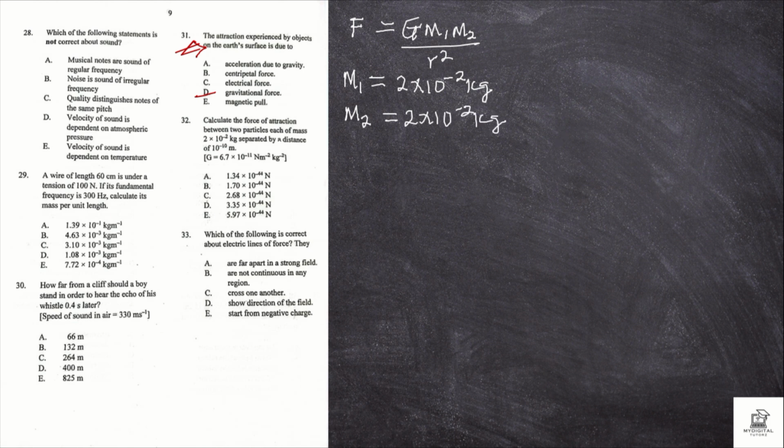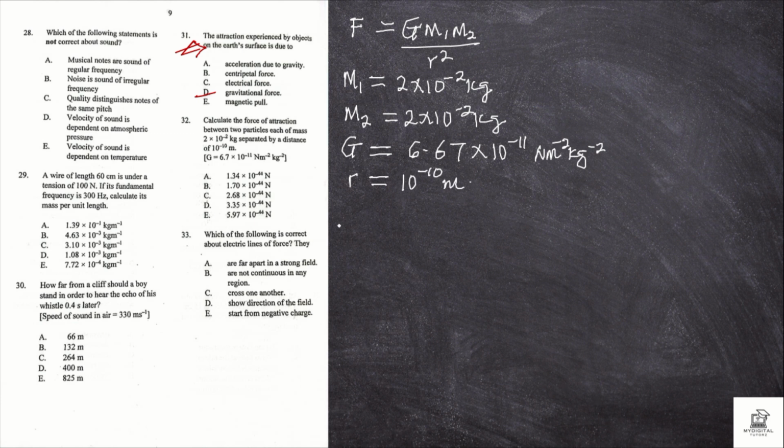Also we are given the gravitational constant G. If you are not given, you should know it is 6.67 times 10 raised to the power minus 11 Newton meter squared per kilogram squared. Here they give it to be 6.7, so let us use 6.7. And the distance r is given to be 10 raised to the power minus 10 meter. So now substitute these values into your formula.